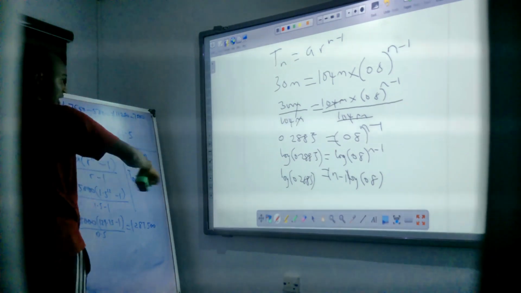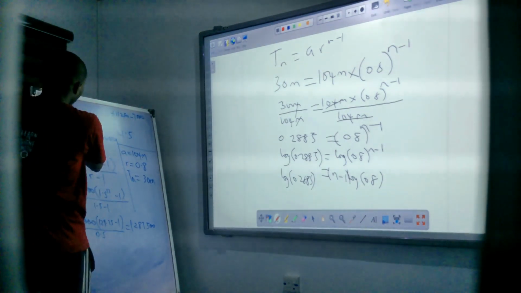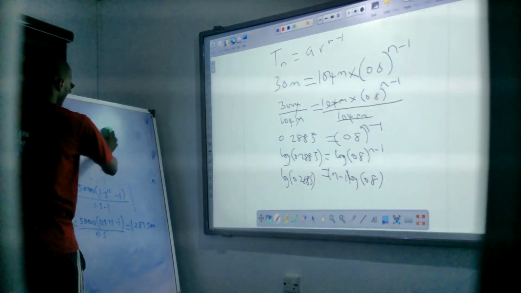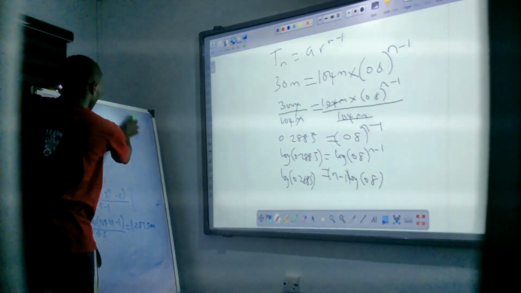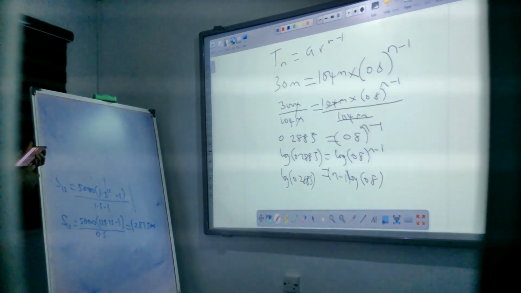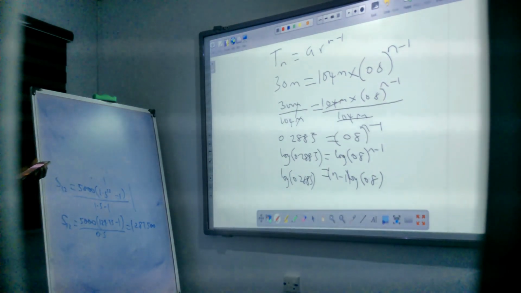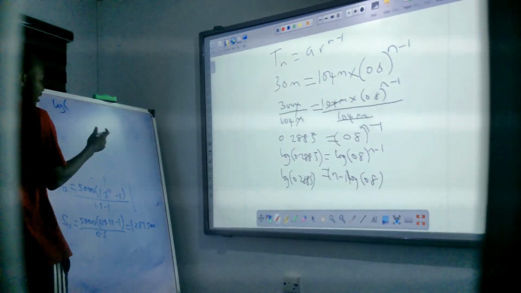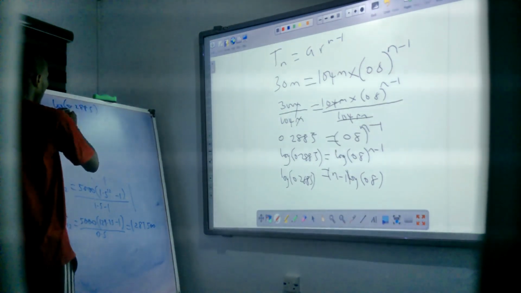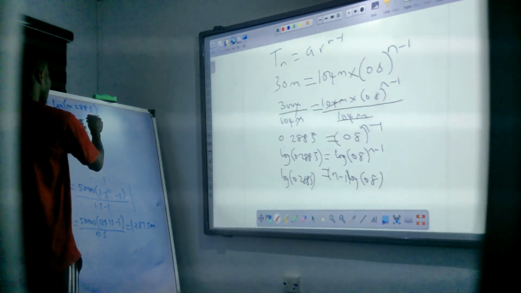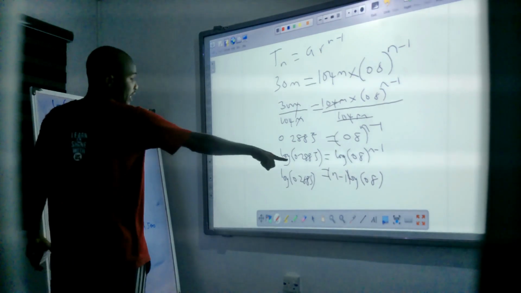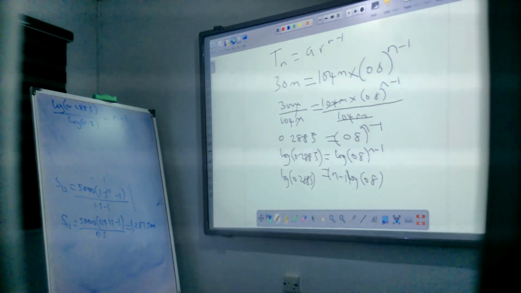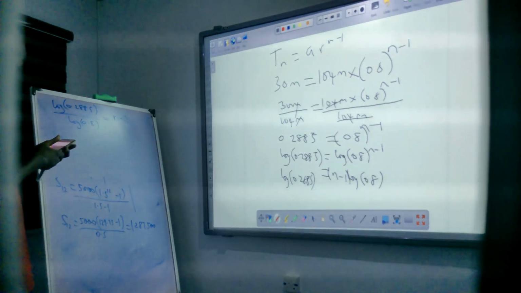Let's use the normal log. So we are transitioning from there to continuation. This is part A, which is done already. So we divide this out by log 0.8. What we have on the left-hand side is log 0.2885 over log 0.8 equals log 0.8 divided by log 0.8, and we have n minus 1 here.